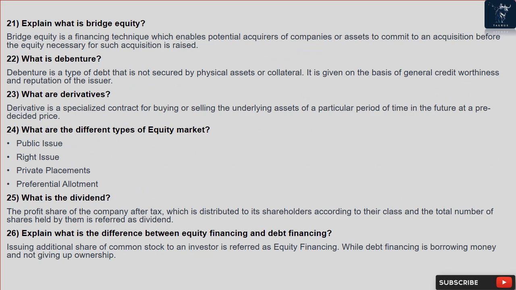25. What is the dividend? The profit share of the company after tax, which is distributed to its shareholders according to their class, and the total number of shares held by them, is referred to as dividend. 26. Explain what is the difference between equity financing and debt financing. Issuing additional shares of common stock to an investor is referred to as equity financing, while debt financing is borrowing money and not giving up ownership.